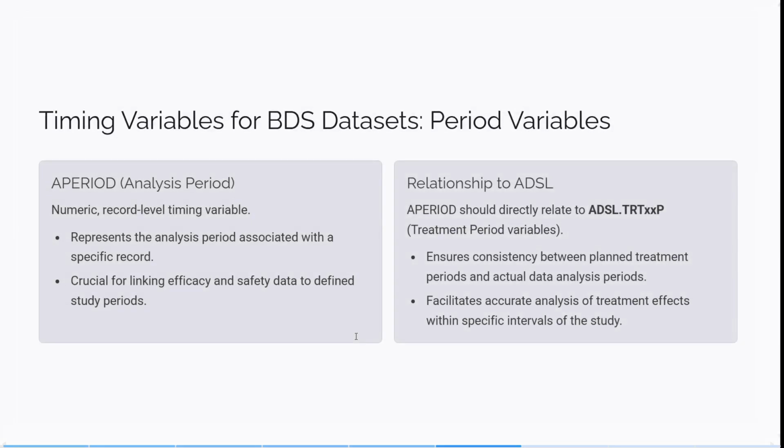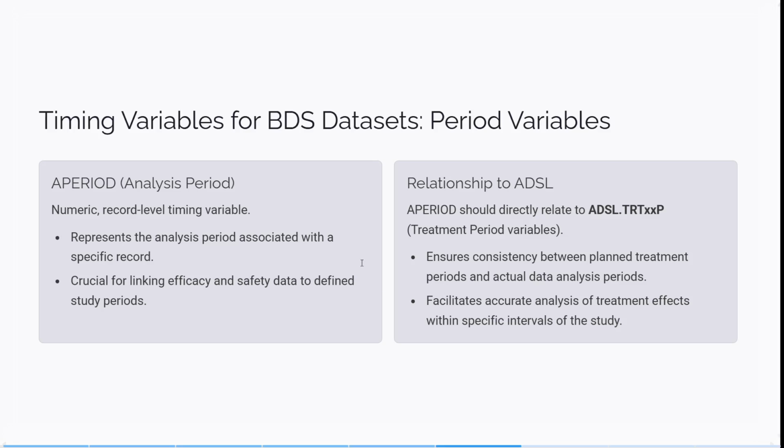So the timing variables for BDS datasets, period variables. APERIOD, the analysis period, is a numeric record level timing variable representing the analysis period associated with a specific record. It's crucial for linking efficacy and safety data to the defined study period. And in relationship to ADSL, APERIOD should directly relate to the ADSL TRTxxP treatment period variables. So ensure consistency between the planned treatment periods and actual data analysis periods, and it facilitates accurate analysis of treatment effects within specific intervals of the study.